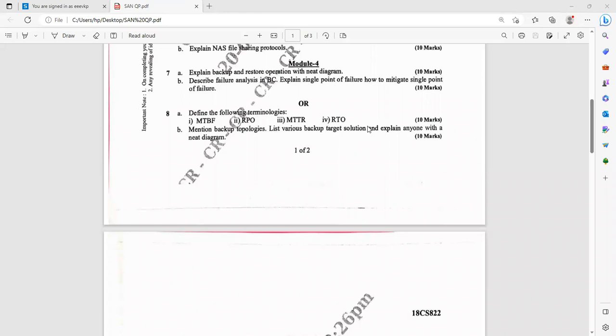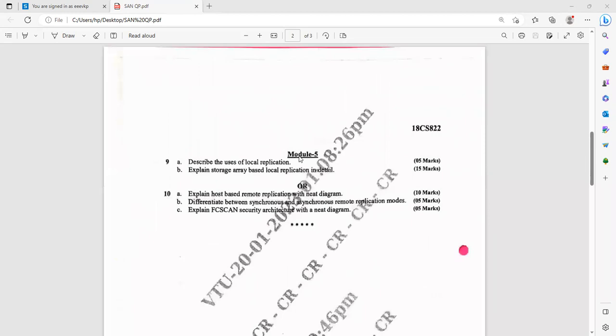First of all, you have to elaborate what is MTBF, what is RPO, what is MTTR, what is RTO. Like that, you have to explain later. You can go into technical details. Explain the backup topologies, various types of backup topologies.